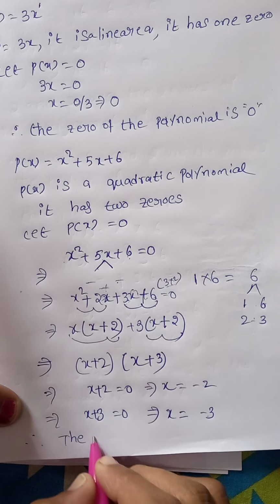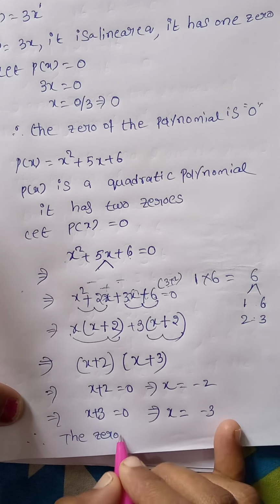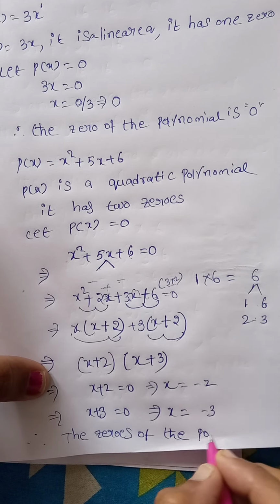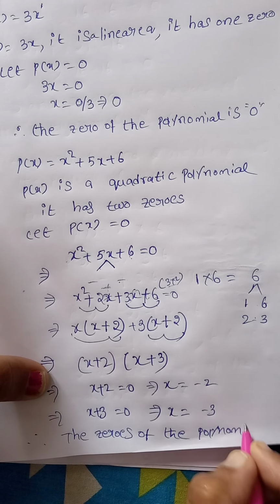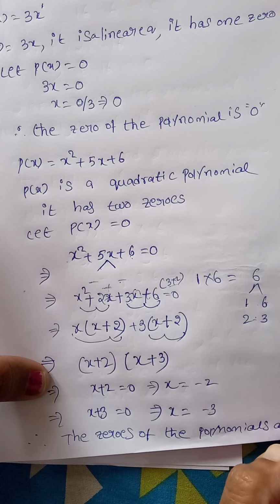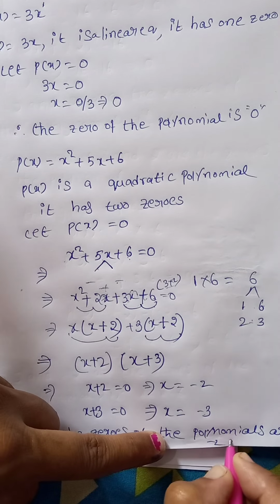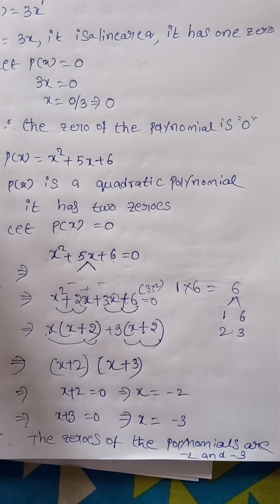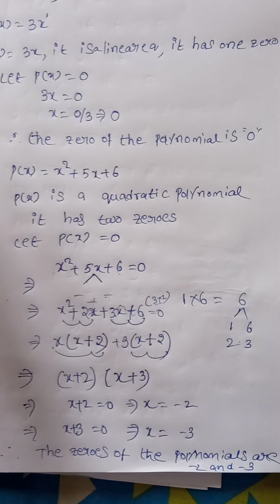Okay. So the zeros of the polynomial are minus 2 and minus 3. Okay. Now move on to the third problem.